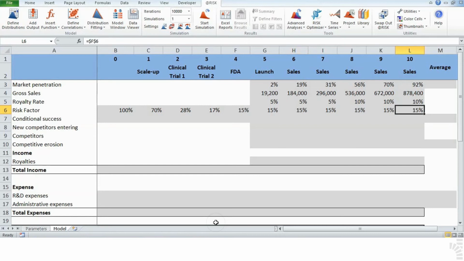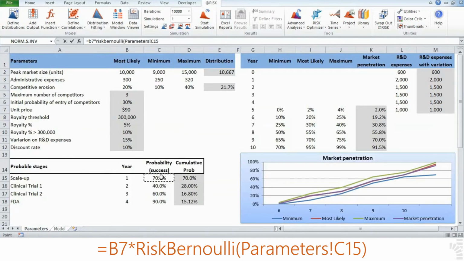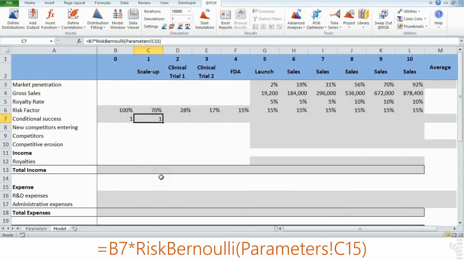They all hinge upon the Bernoulli distribution. 36. On cell B7, write 1, as the project is bound to start. 37. On cell C7, write the following formula: equals B7 times Risk Bernoulli, parameters C15. Notice that this Bernoulli distribution depends on the value on B7. If B7 were to be a 0, that is, unsuccessful, then the whole value calculated by this Bernoulli would also become 0.